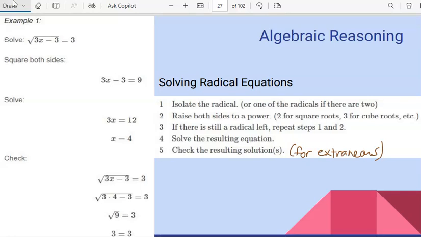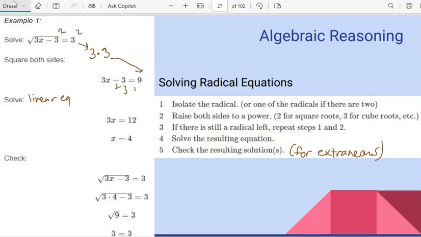Example: solve the square root of 3x minus 3 equals 3. First, we're going to square each side. That gets rid of the square root, so now you just have 3x minus 3. 3 squared is the same thing as 3 times 3, and that gives you 9. Now solve this linear equation.